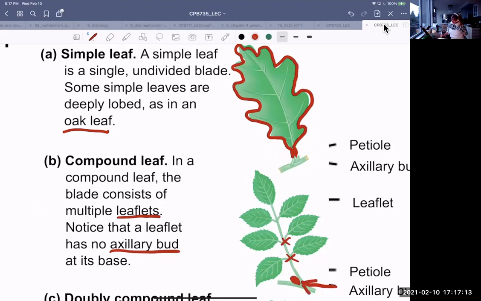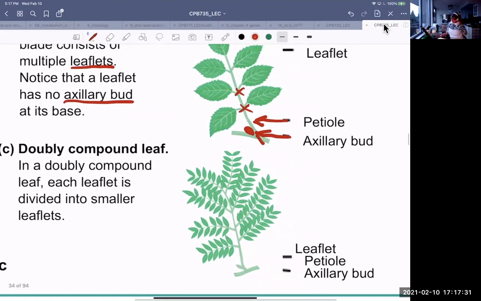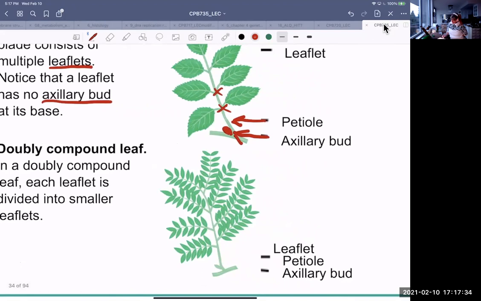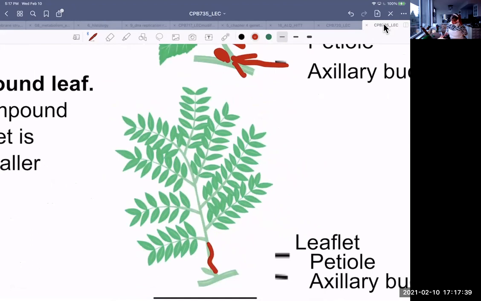And this is the petiole. And this is a compound leaf. So 1, 2, 3, 4, 5, 6, 7 leaves. And then you have doubly compound leaves. So the leaflets are divided into smaller leaflets. So again, here's the petiole. And this one leaf has been divided into all of these little leaflets. Doubly compound.